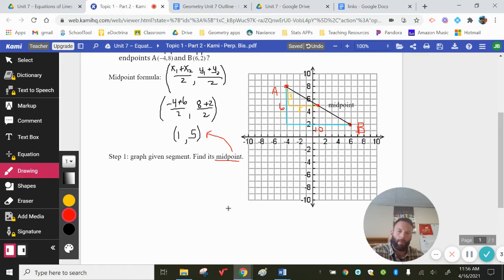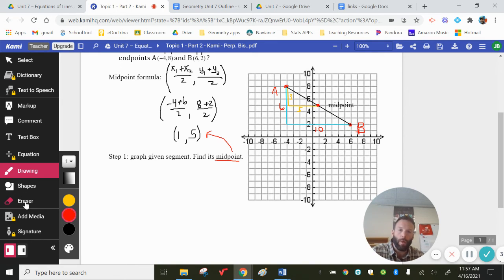Let me summarize what we just did, and then we can move on to step 2. Now I'm halfway there. I know that my perpendicular bisector must go through this point. It has the coordinates (1, 5). So I know what point my bisector has to go through. I just don't know one other characteristic that describes that line, because that line can be any line that goes through this point. But I have to make sure that it's not just any line. It has to be perpendicular to the line AB.